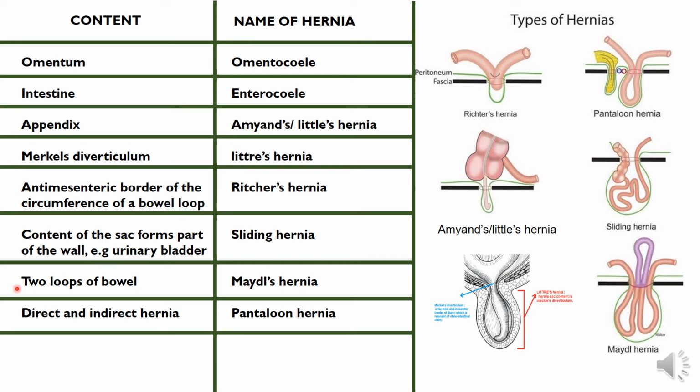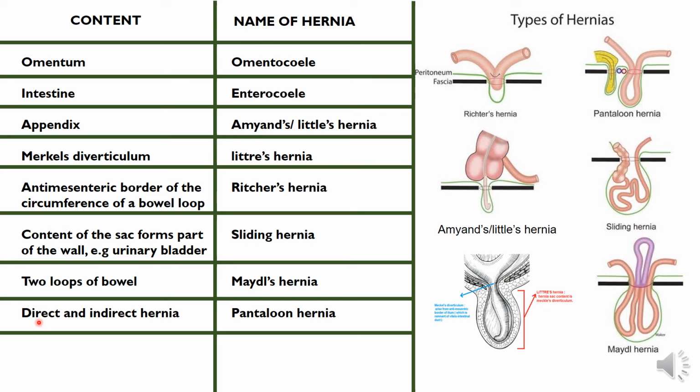Now, when you have two loops of bowel within the hernia sac, it's called Maydl's hernia or hernia en W. Hernia en W or Maydl's hernia. Here is a diagram showing it, the Maydl's hernia. So you can see you have two. This is one loop of bowel. This is another loop of bowel. So two loops of bowel. So it means this middle portion is the part that is most likely going to strangulate and obstruct.